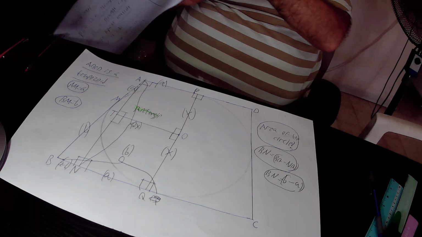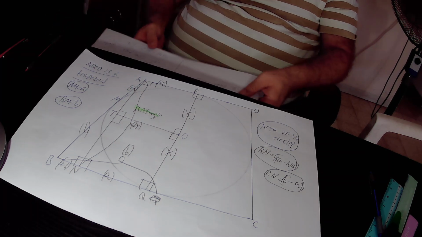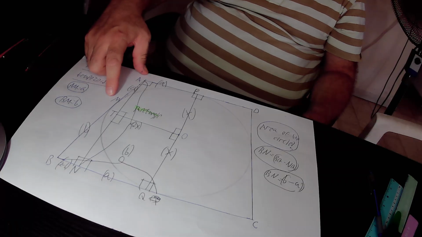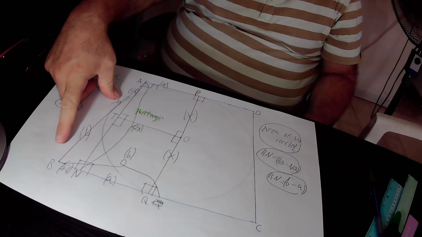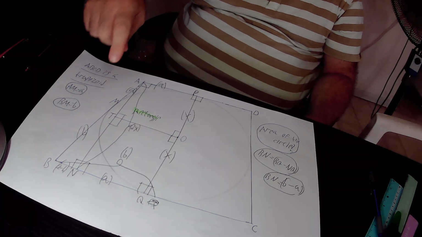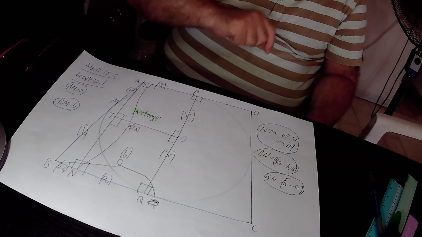In addition, we know that this is line segment AM that is equal to A unit in its length. This is line segment MB that is equal to B unit in its length. Again, our mission is to find out the area of this circle.